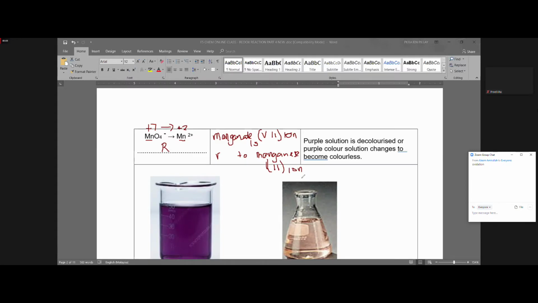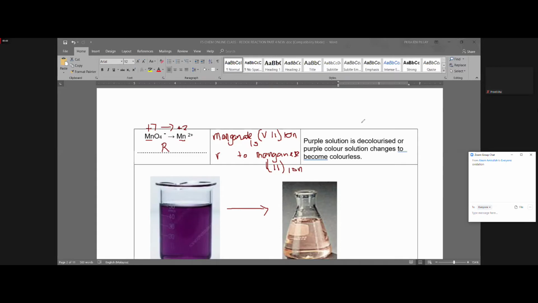Well done, Elisa. Anyway, a good try. It must be manganate 7. MnO4 special name, remember this. They will always ask. So observation, you can see this is purple color. This is the oxidizing agent. The purple color solution becomes colorless. You can even say purple solution is decolorized, they accept. Purple to colorless. In solution it becomes almost colorless, but SPM, they want colorless.